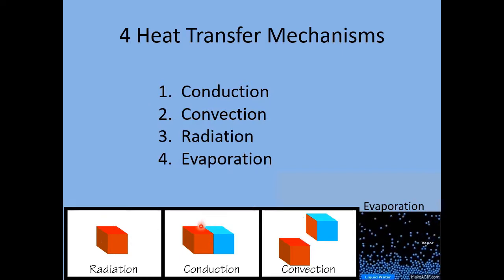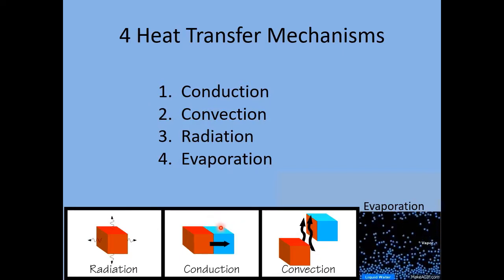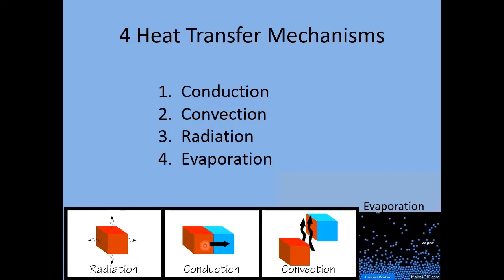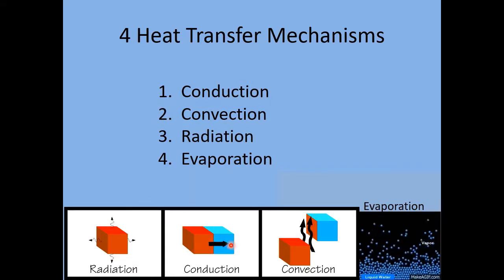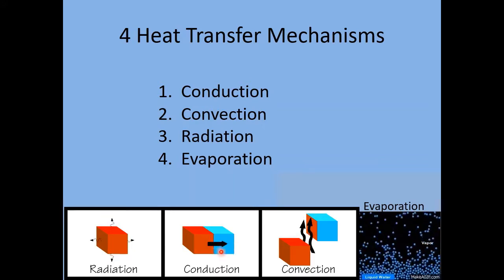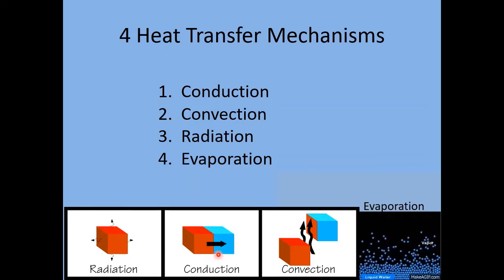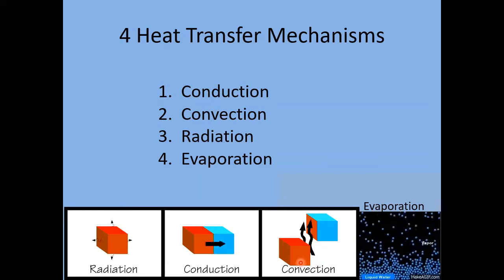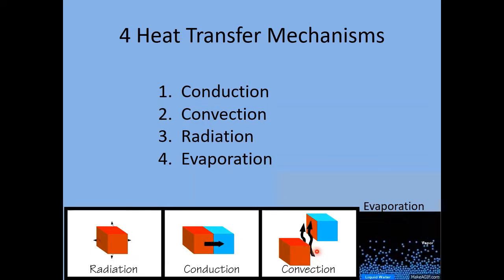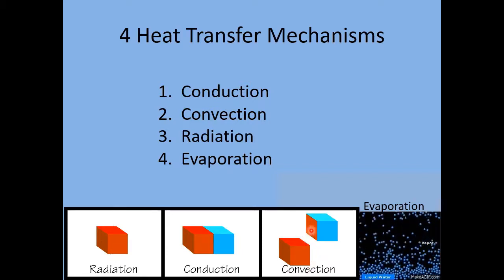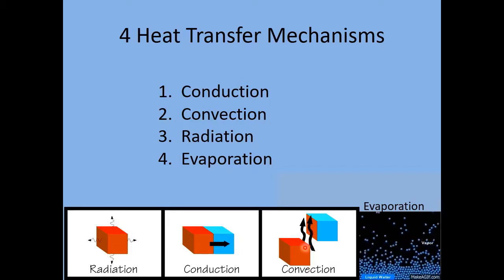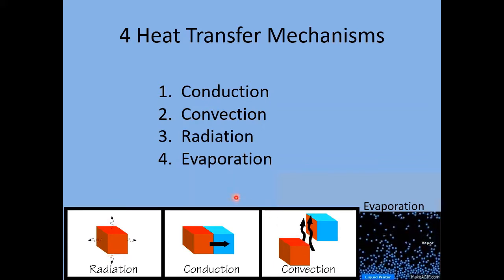Conduction is when we have a hot object placed in contact with a cold object, and heat flows directly by contact from the hot object to the cold object. So this black arrow here represents the transfer of thermal energy, which is heat moving from hot to cold. Convection, which is shown here, is when warm or hot gases transfer heat. And we'll talk about this in more detail a little bit later in this lecture.